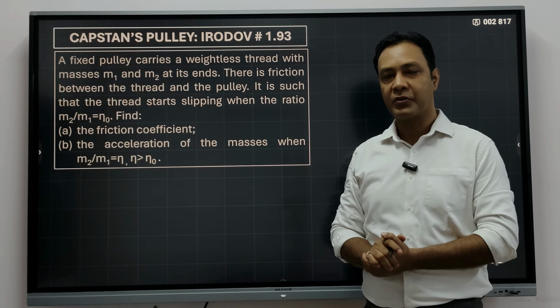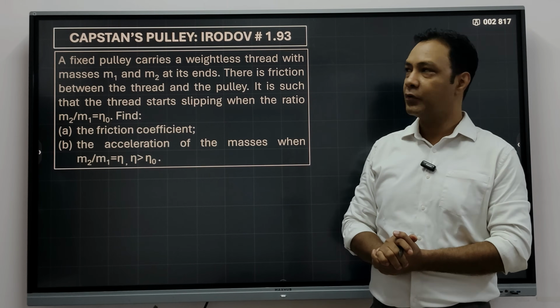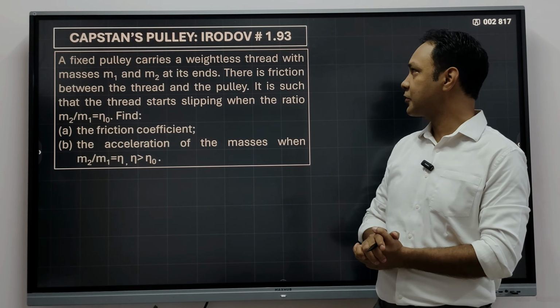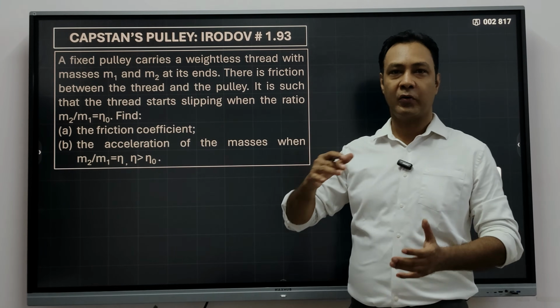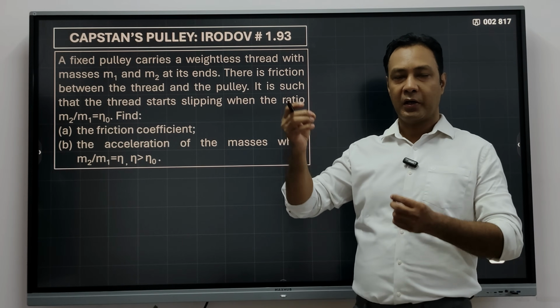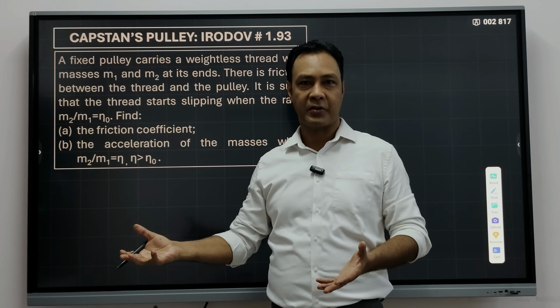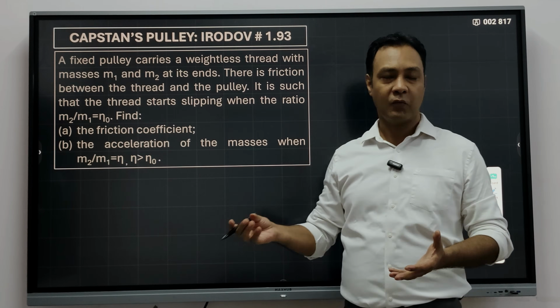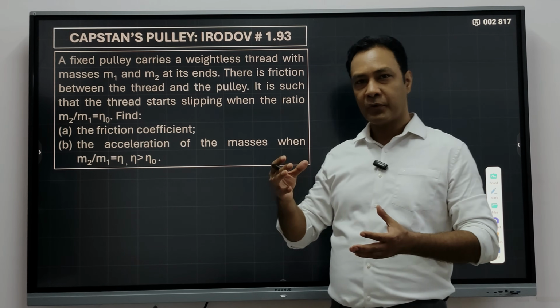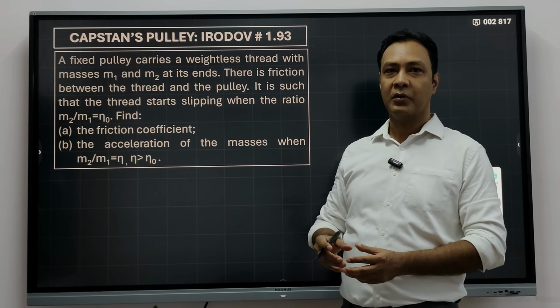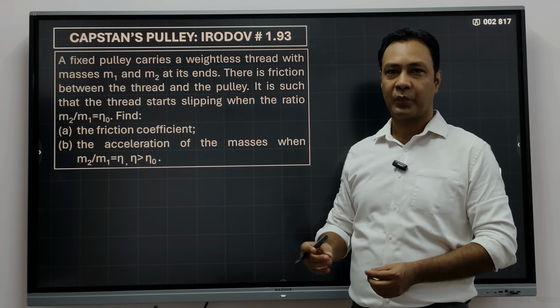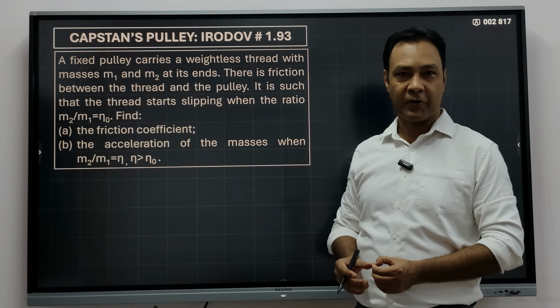In this video, I am going to discuss a very good problem of Irodov 1.93, that's a Capstan's pulley problem. What is a capstan? A capstan is a cylinder over which a string is wrapped, and on the two sides of the string the masses are there. In the normal setting, we assume that there is no slipping between the string and the pulley. The string is massless, so tension at all points is the same. But in real life, there is some friction.